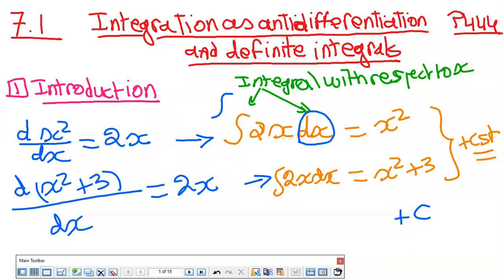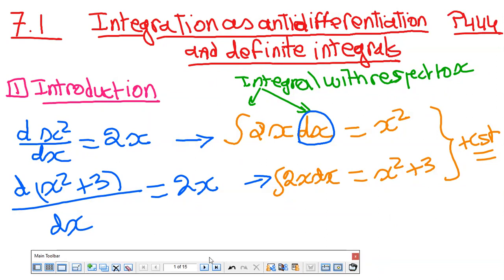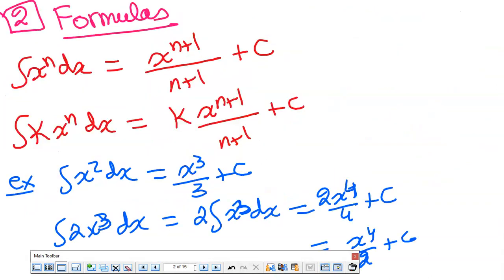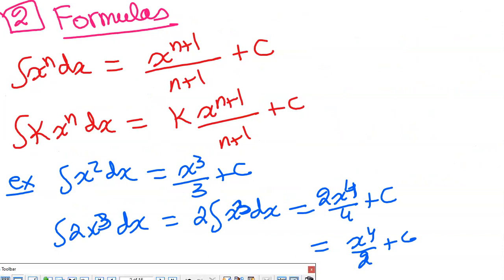Later on, you will see how I can find this constant: when we are doing the applications, they will give me information to help me find this constant. Later on, we will see that sometimes there is a bound here. We'll see it in this lesson. Why do we have a bound? So now we have some formulas.